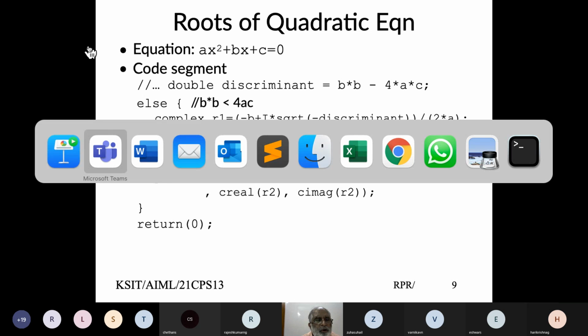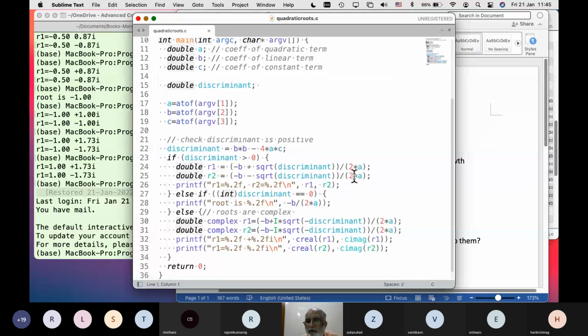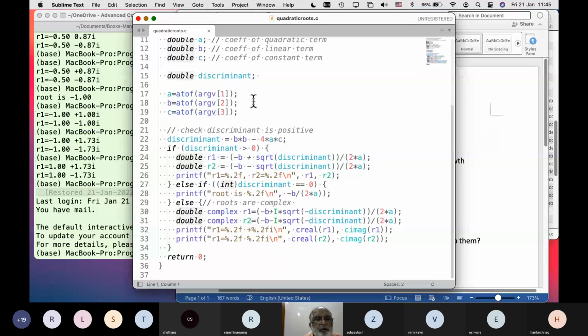So just to give you the complete code, I uploaded the code. This gives you the complete code. I take 3 arguments, and I'm saying double. If the discriminant is greater than 0, I'm defining R1 and R2 and printing them. Else, if it is 0, I'm typecasting the discriminant to integer, because I should be comparing with real numbers, and then I'm printing only one root. Else I'm using a complex number, double complex R1, and that's how I will get my answers.